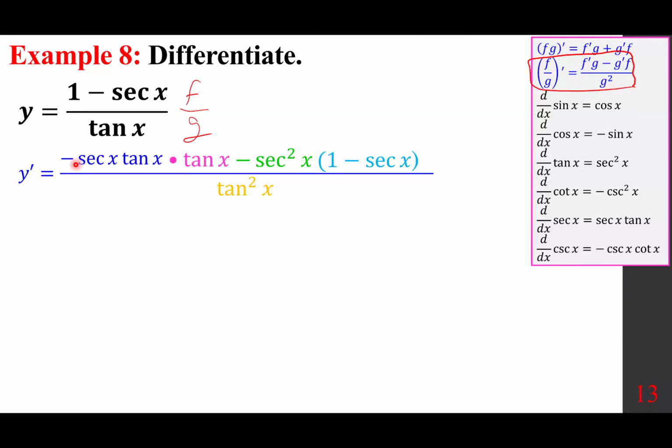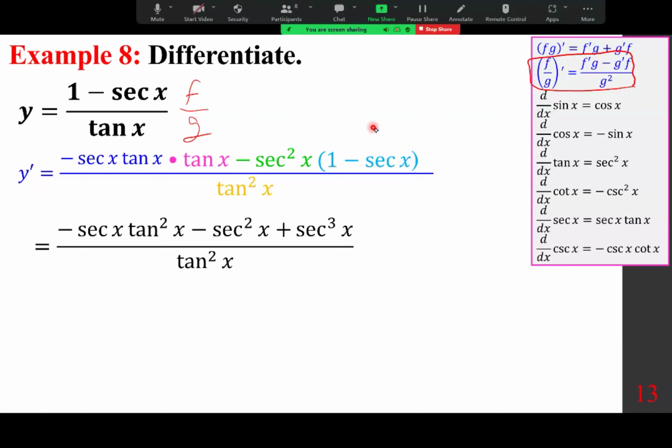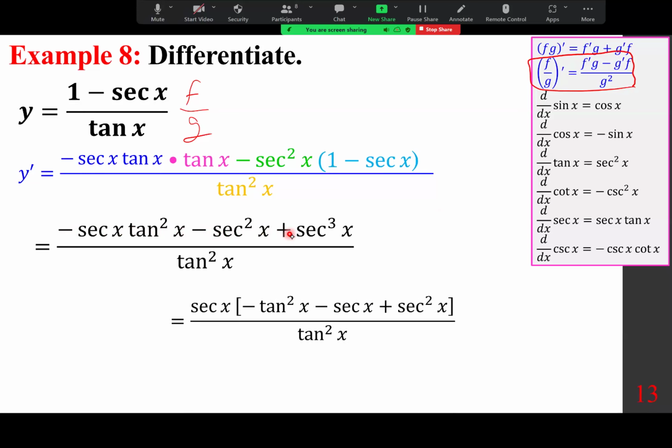So we have negative secant x tan squared x minus secant squared x plus secant cubed x. The denominator doesn't change. Everything in the numerator has a factor of secant x, so we take it out. Gives us negative tan squared x minus secant x plus secant squared x. Everything else remains unchanged.